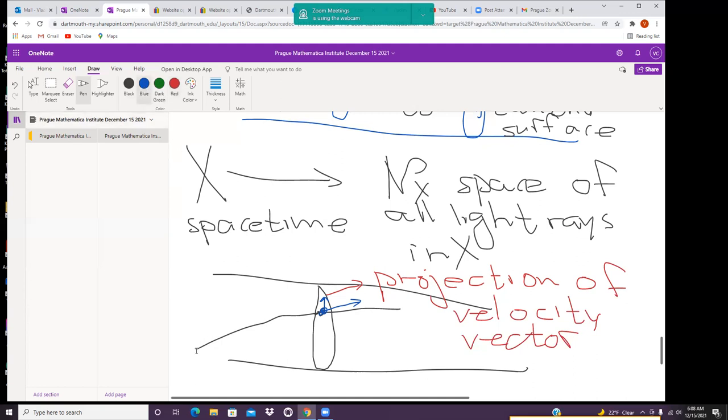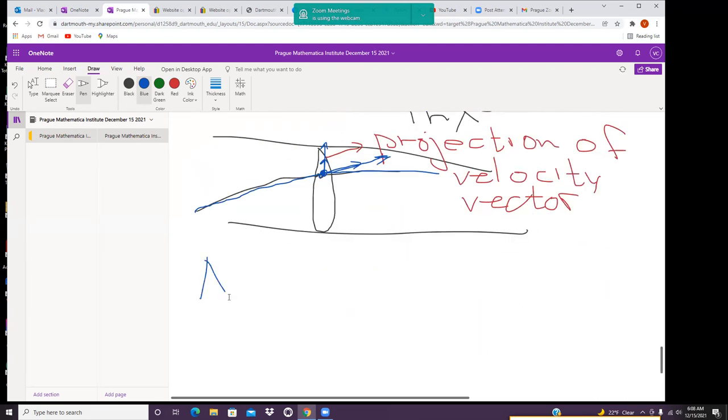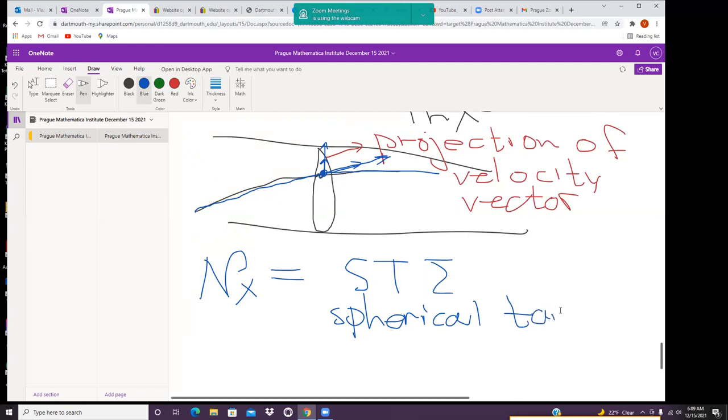So what would you get if you choose a different parameterization of the same light geodesic? Well, if you choose a different affine parameterization, the velocity vector will scale and the projection vector will scale, but the direction will be unchanged. So what you will get is that the space of light rays is the same as the so-called spherical tangent bundle of a Cauchy surface. So what is a spherical tangent bundle? It's the same as the usual tangent bundle, but instead of each tangent plane, you choose a unit sphere.